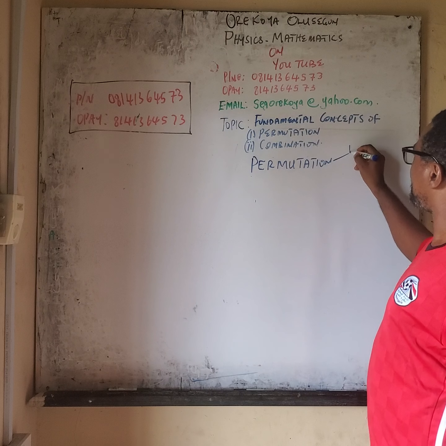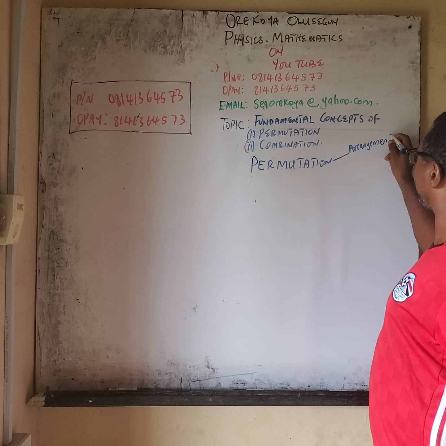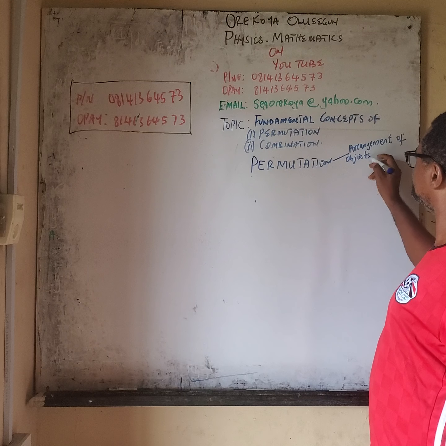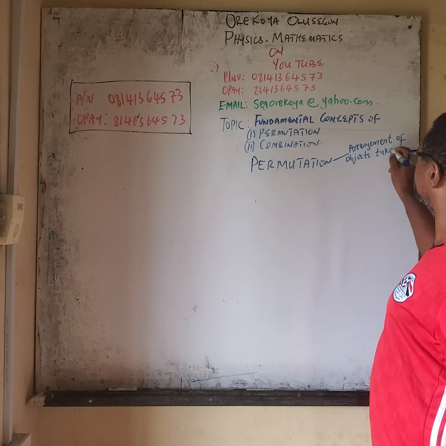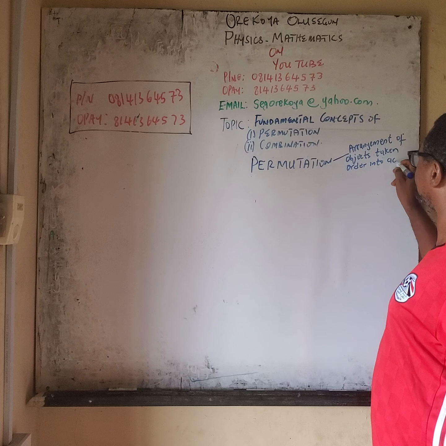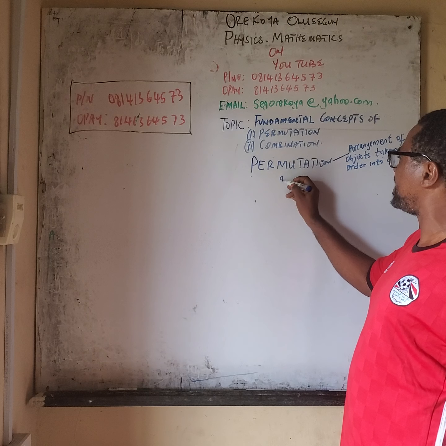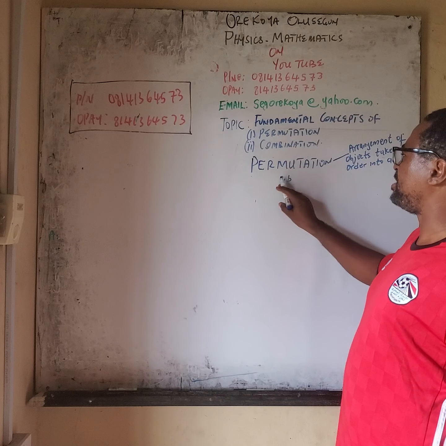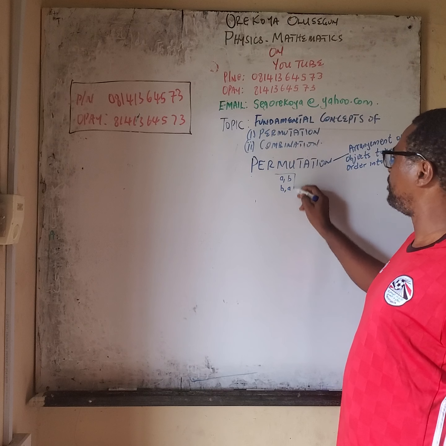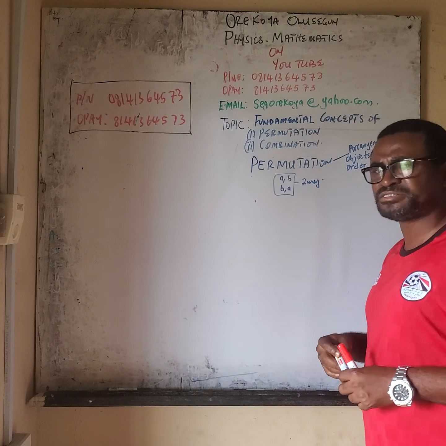Permutation is simply arrangement of objects taking order into account. What do I mean by taking order into account is this. Let's say I have objects A and B. This arrangement is one way. Then B and A, this is another way of arrangement. So I have two ways of arranging these objects.